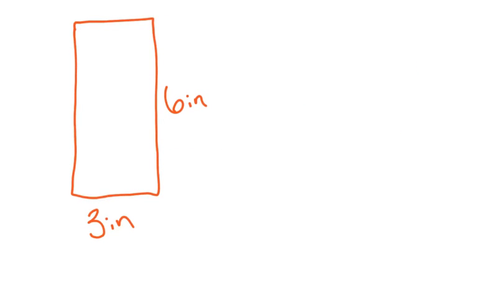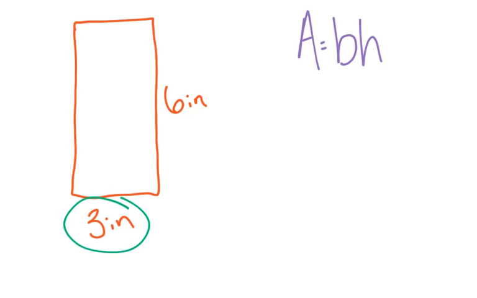So the area formula for a rectangle is base, which is a lowercase b. Be very sure that you're using a lowercase because later we'll use an uppercase B and it will mean something totally different, times the height. So in this rectangle here, I see that my base is 3 inches and my height is 6 inches. Always start by writing out your area formula and then plug in the units that you do know.